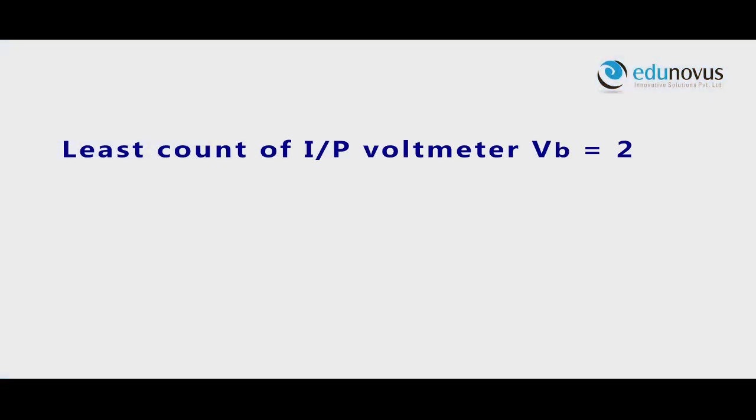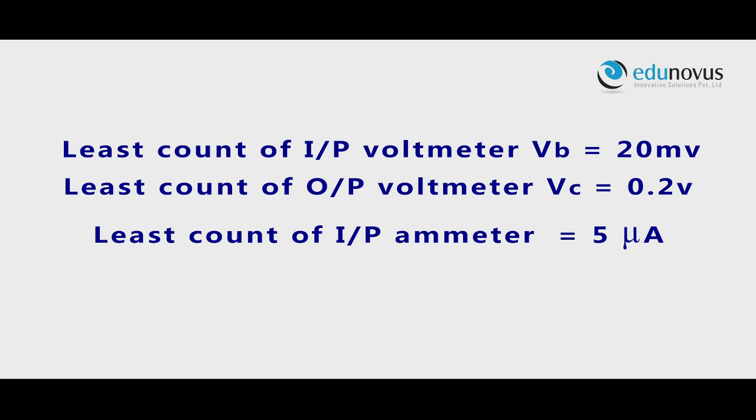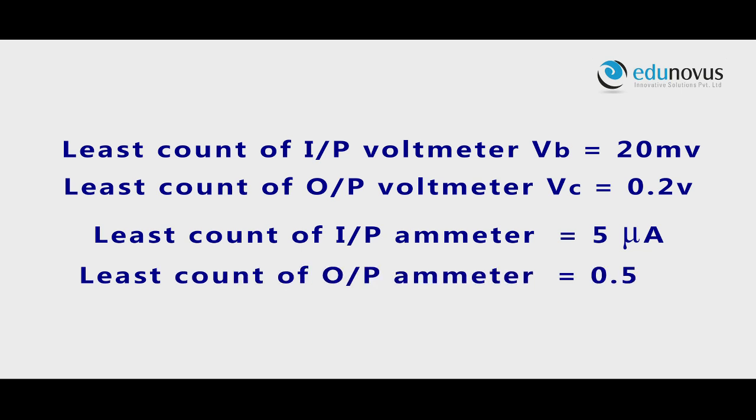Here, the least count of the input voltmeter VB is 20 millivolts and the least count of the output voltmeter VC is 0.2 volts. The least count of the input ammeter which measures the base current is 5 microamperes. And finally, the least count of the output ammeter which measures the collector current is 0.5 milliamperes.